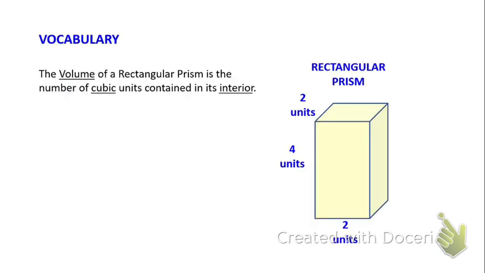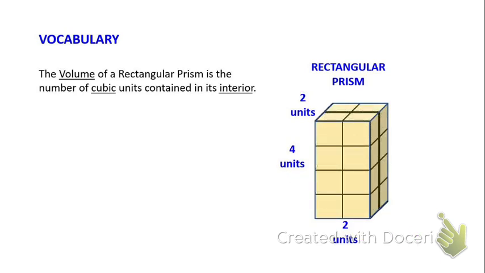All right, so the volume of a rectangular prism is the number of cubic units contained in the interior. If you notice, there is our typical rectangular prism. So this would be our length. Our width is up there, but it could be down here as well, right? That width there. And then this is our height because it tells us vertically how tall it is. That's what we're talking about.